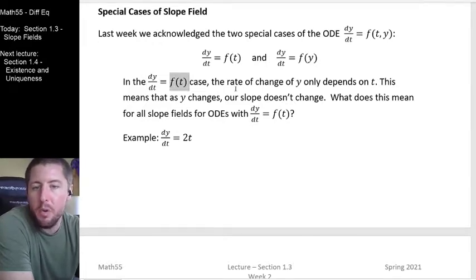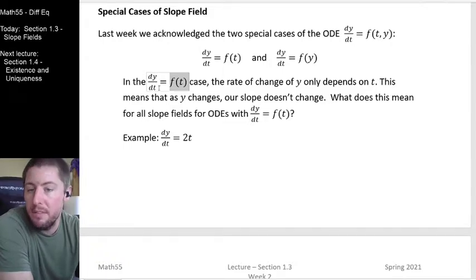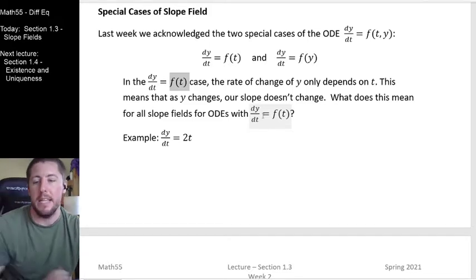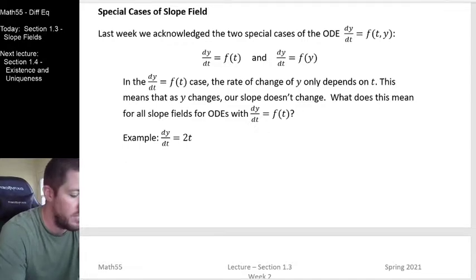dependence, then that means that the rate of change of y, dy dt, only depends on t, like time, right? That means that as the value of y changes, that doesn't necessarily change what our slope of y is. Only changing time affects the rate of change of y. So what does this mean for all of our slope fields with ordinary differential equations where there's only t stuff on the right-hand side? Well, what it means to me is that changing the value of y does not change the slope.